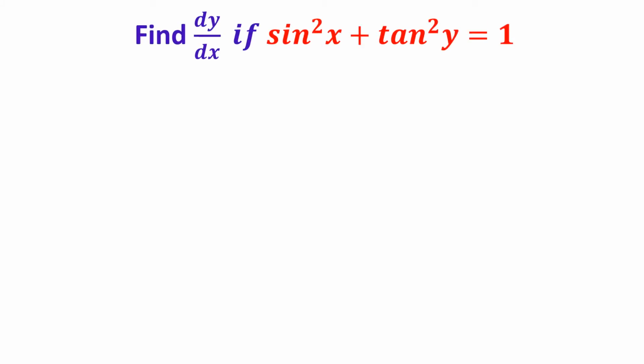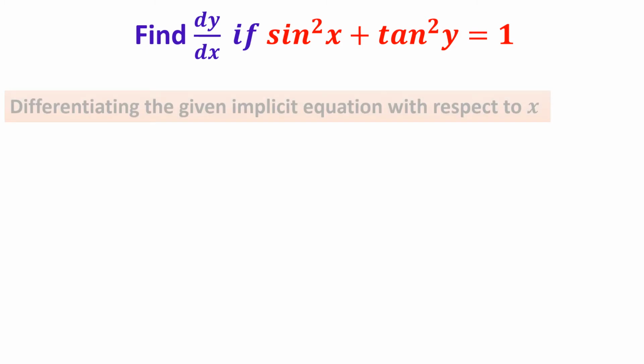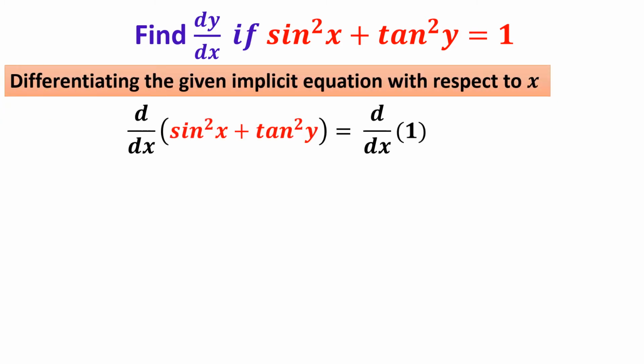Let us go for one more problem. Find dy by dx if sine square x plus tan square y is equal to 1. As usual, let us differentiate from left to right. Differentiation of sine square x plus tan square y is equal to differentiation of the right hand side.